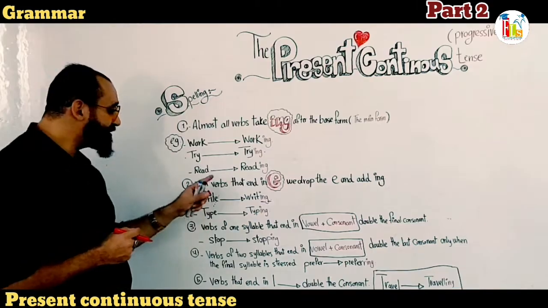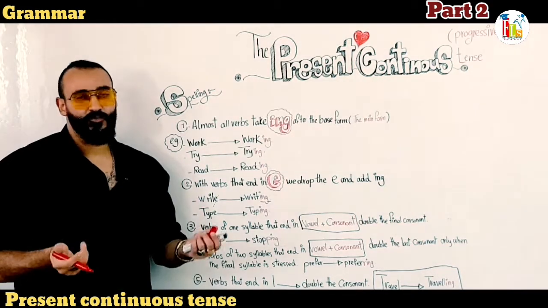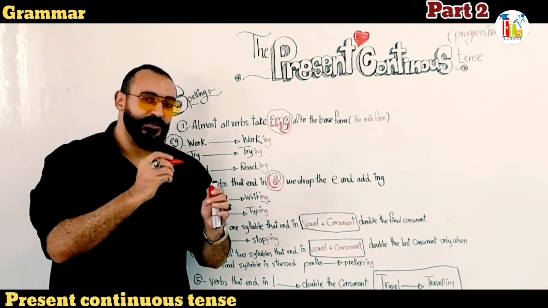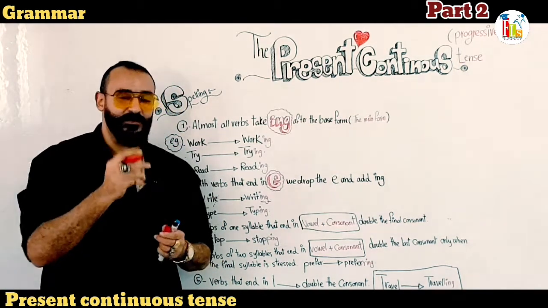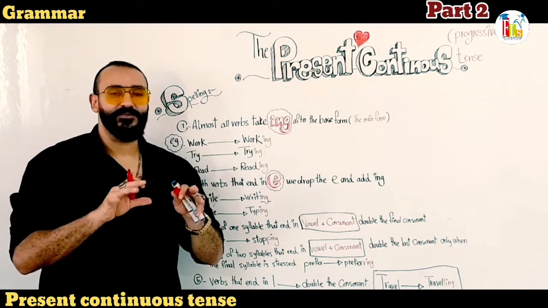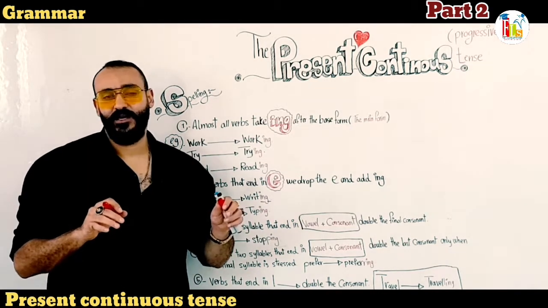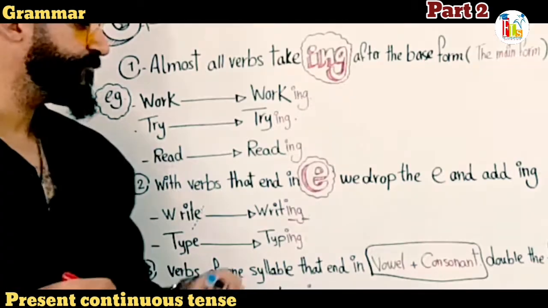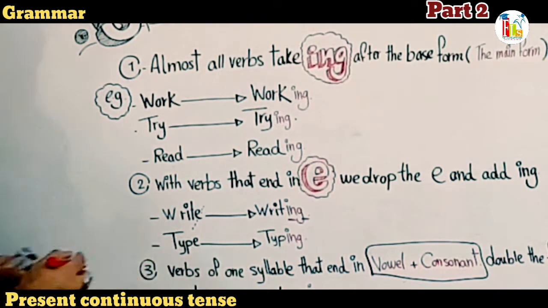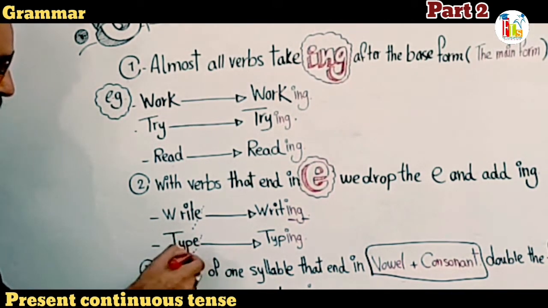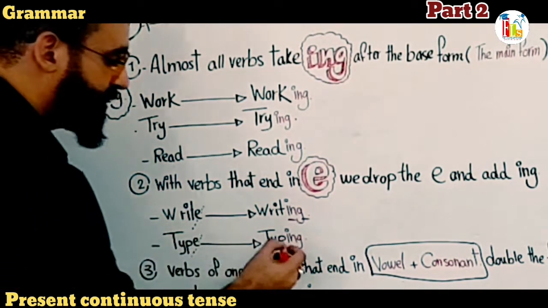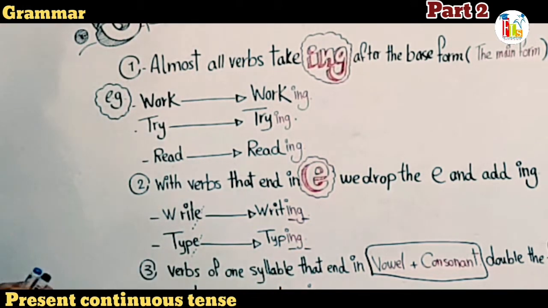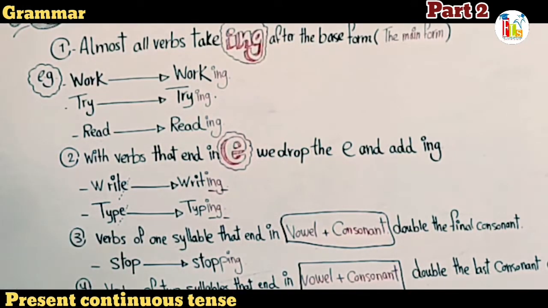Type. What's the difference between type and write? When I say write, I'm writing using my pen. However, I type something on the keyboard if I'm using a computer or a laptop. Okay, so type, we will drop the e and we will add ing instead. And here's rule number 3.